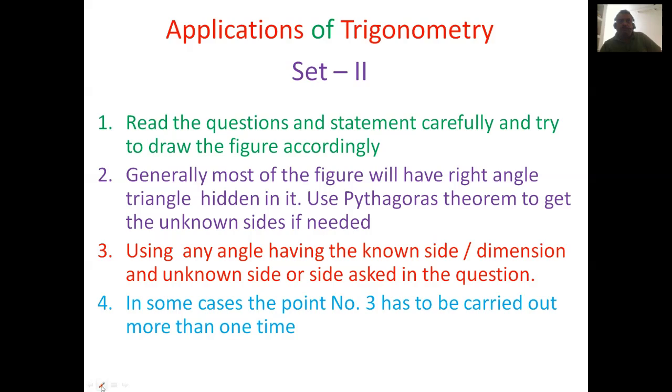Now we are going to start the second set of the trigonometrical application. So in the last class, we have done some of the problems. Now we will take the basic thing. I will try to be conversing in both English and Hindi so that it is quite audible and acceptable to most of you.